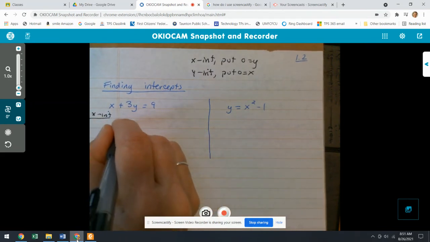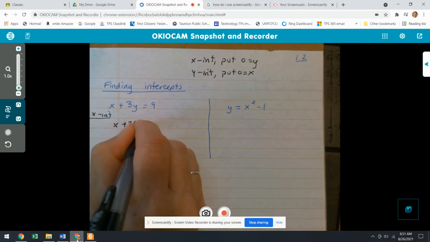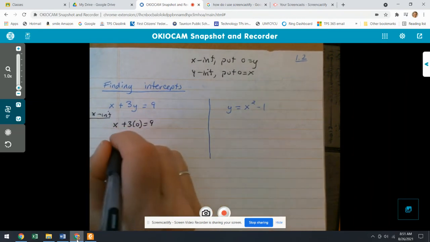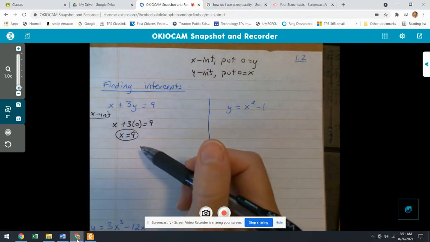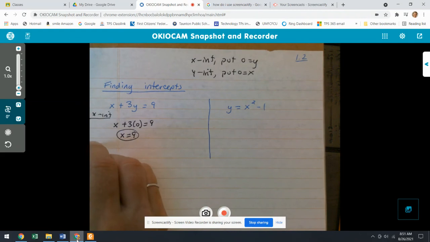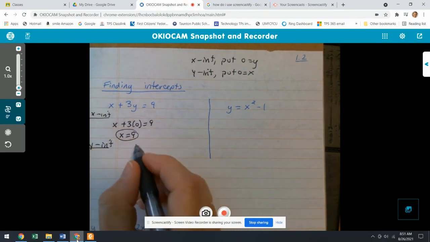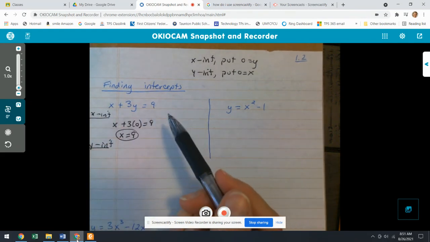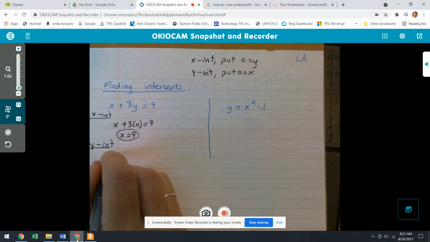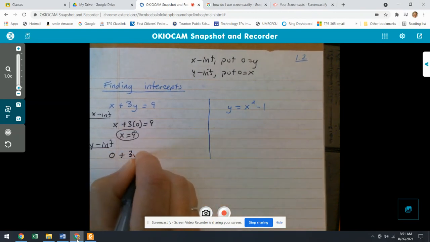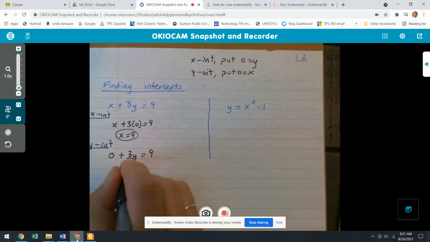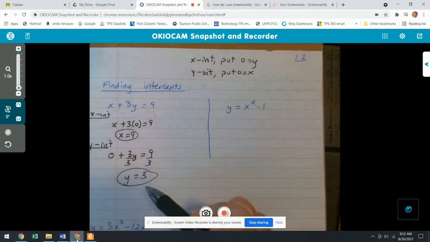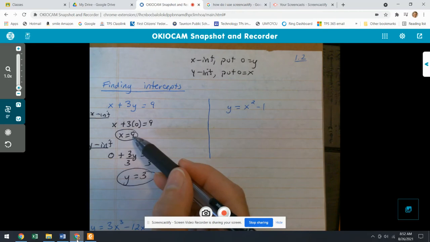So that rewrites as x plus 3 times 0 equals 9. 3 times 0 is 0. So the x-intercept for this equation is at x equals 9. If we want to check out the y-intercepts, this time we recopy this, but wherever we see an x, we put in a 0. So 0 plus 3y equals 9. The 0 is a moot point here, so we're just looking at 3y equals 9. Divide both sides by 3, and y has to be 3. So our y-intercept is at 3, our x-intercept is at 9.